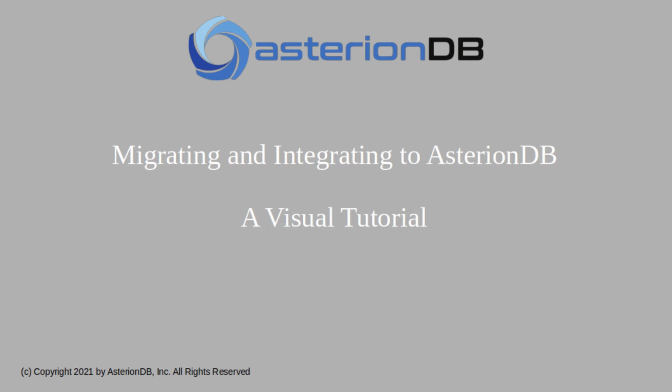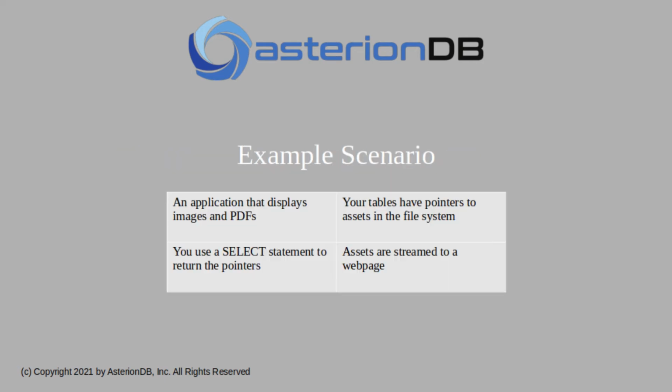In this video tutorial, I'm going to present an example scenario that migrates an application to AsterionDB. This video assumes that you have installed AsterionDB in the Oracle Cloud as demonstrated by our Getting Started video. You can find that video in the Getting Started section of our website. We will show you what a simple migration could look like, taking PDFs and pictures that appear in an application and migrating the data into AsterionDB.